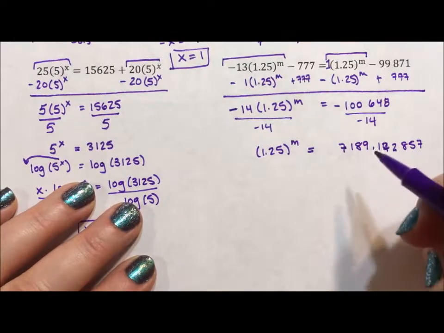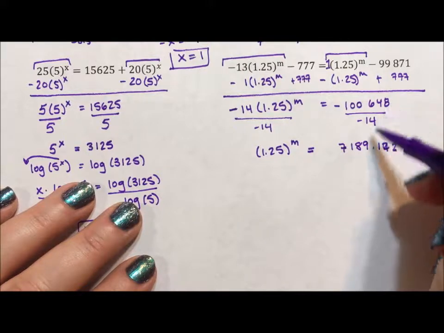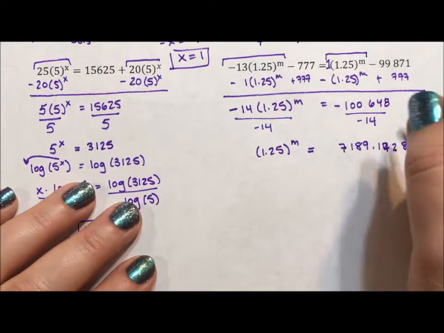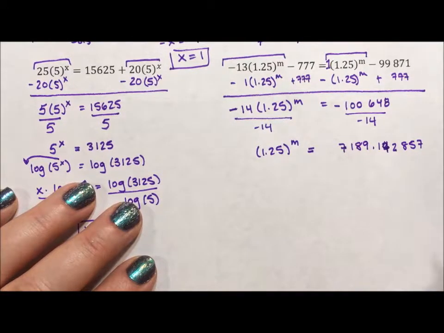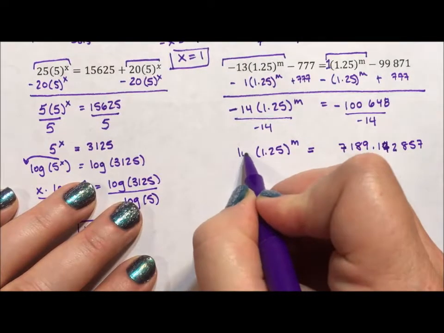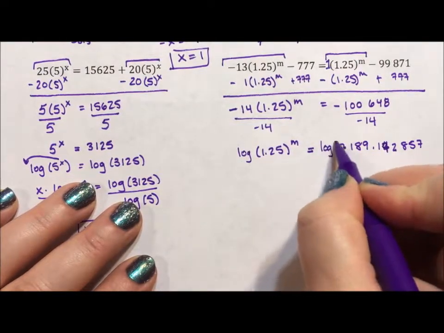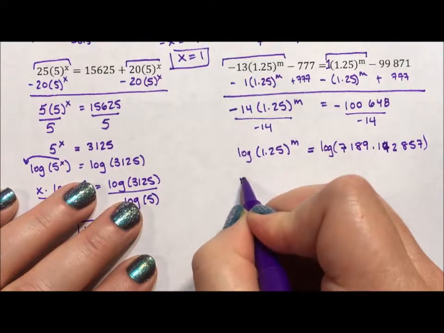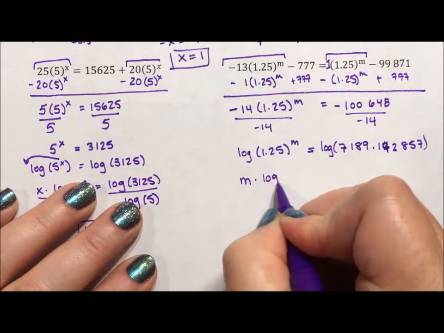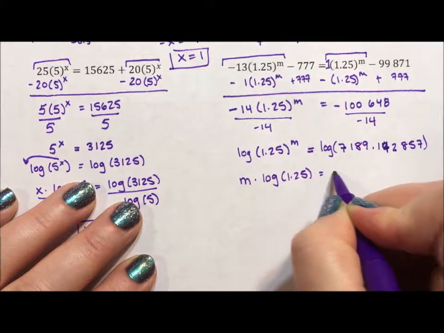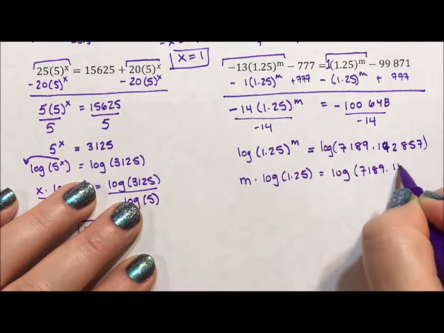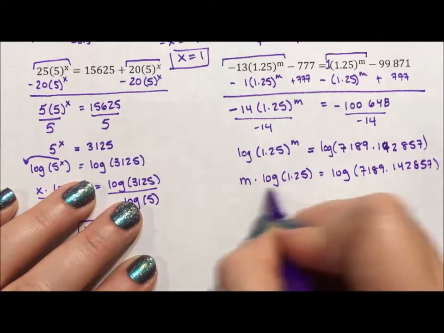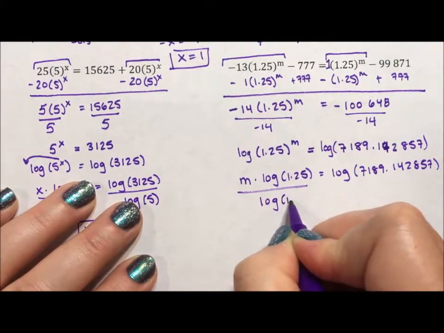142.857. Now here's the deal. I often leave these as fractions. I went to decimal this time. As long as you go out enough decimal places, knowing that you're rounding to 3 decimal places, it should all work out just fine. I'm going to take the log of both sides again, so I'm going to take a log of the left, log of the right. The power rule says m times log of 1.25 equals log of 7,189.142857. Divide by log of 1.25.